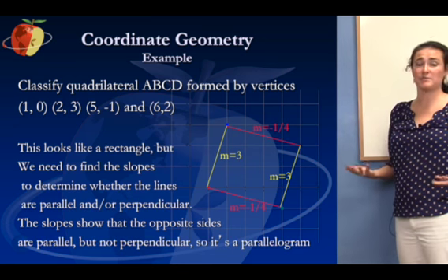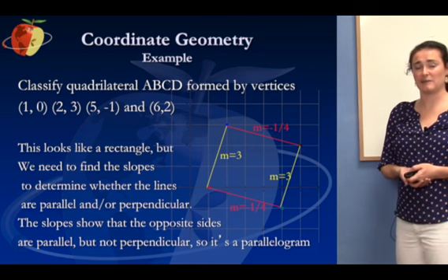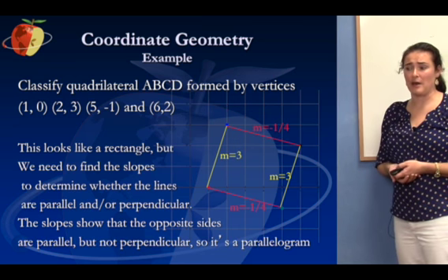That way we know it's some type of parallelogram, but the slopes are not giving us right angles. They're not opposite sign reciprocals. Therefore, I know it's not a rectangle or a square. It's just going to be a parallelogram.